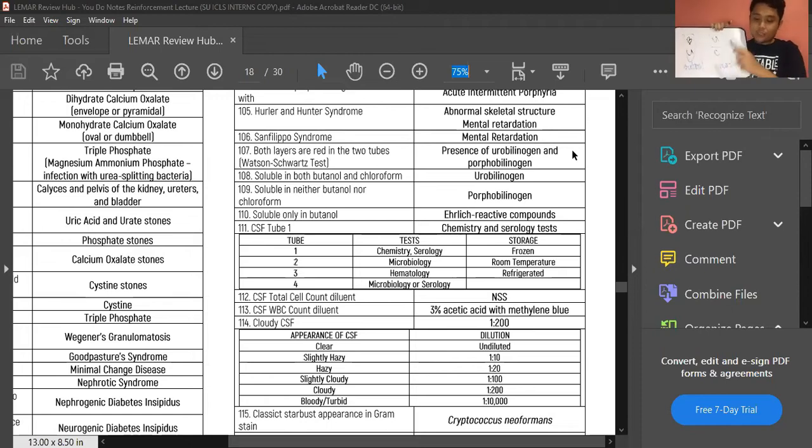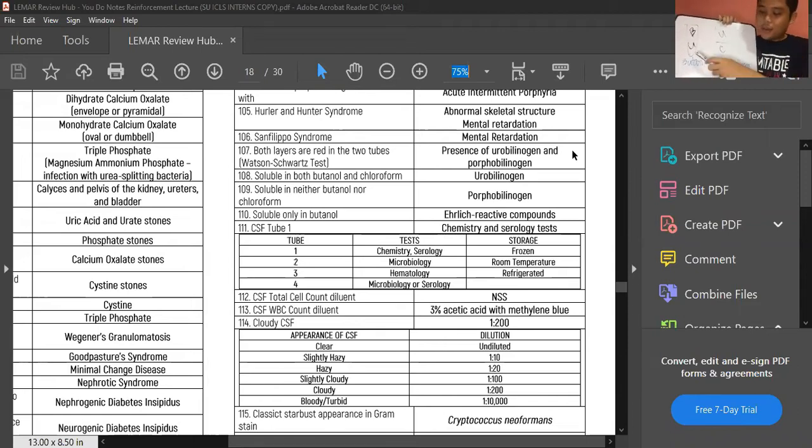So read carefully, just take note of which is color red. Or maybe the question will be changed, like, let's say, the butanol tube, your lower layer is color red, okay? The lower layer is color red. In the chloroform tube, the lower layer is colorless. So, what does it mean? Which substance is it?